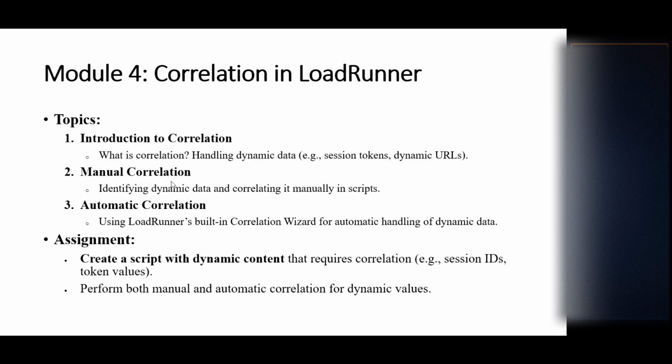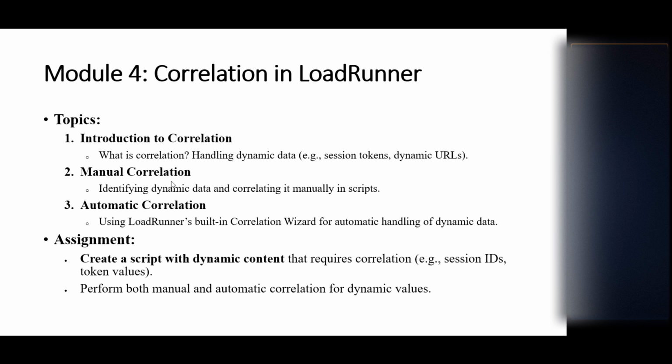And coming to the next module, that is related to correlation. I'll give you some introduction about what is correlation and how to do manual correlation. I'll concentrate majorly on manual correlation only. There is one option called automatic correlation also available in LoadRunner, but I won't prefer to start with automatic correlation. If you start with automatic correlation, obviously you will end up with nothing. You should know which particular web functions we need to use in order to do the manual correlation process.